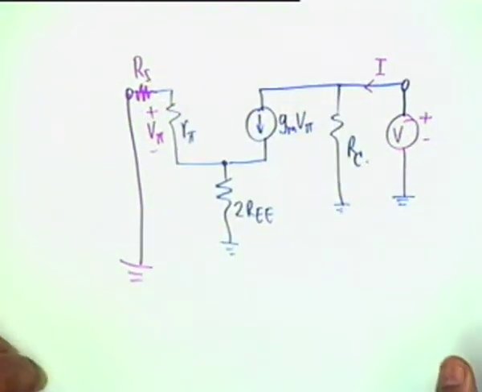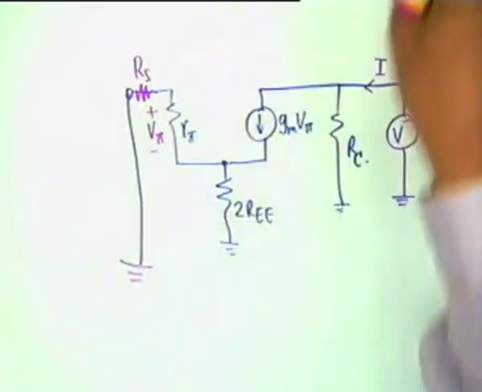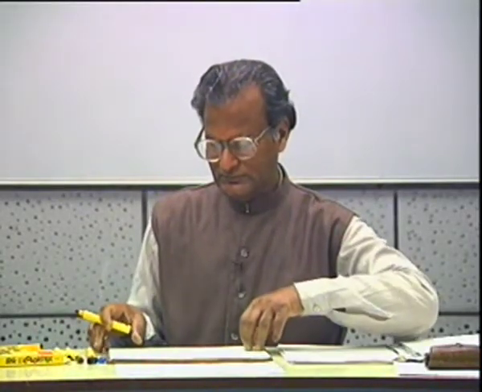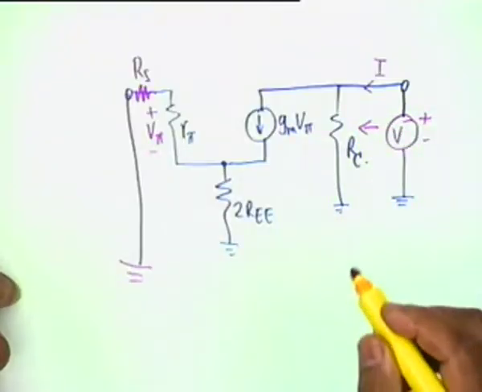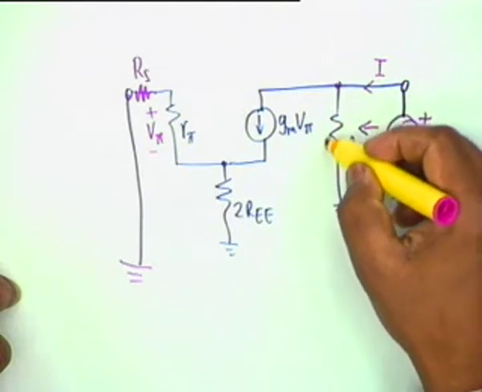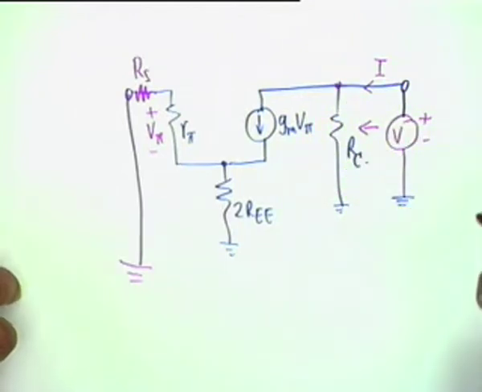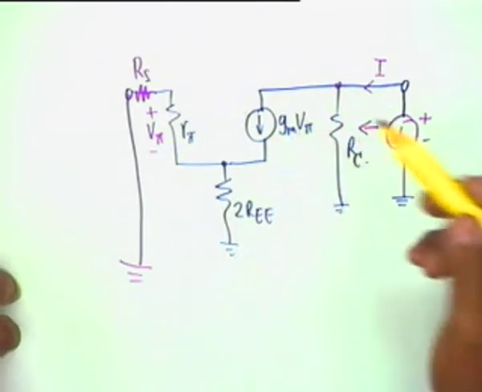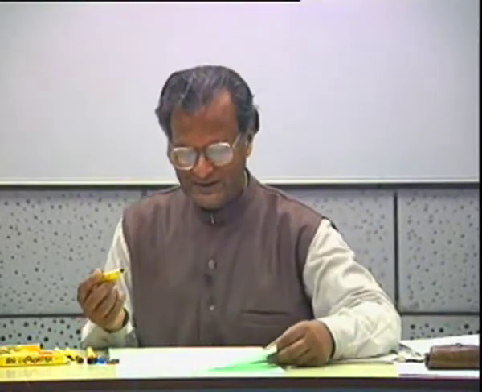Now if I draw this circuit in a little... Is the point clear? Yes. What we are trying to find out is this, and the question was, I had claimed that it's equal to RC. There was objection from the class because there is another current GMV pi, but you will see the trick, what happens.